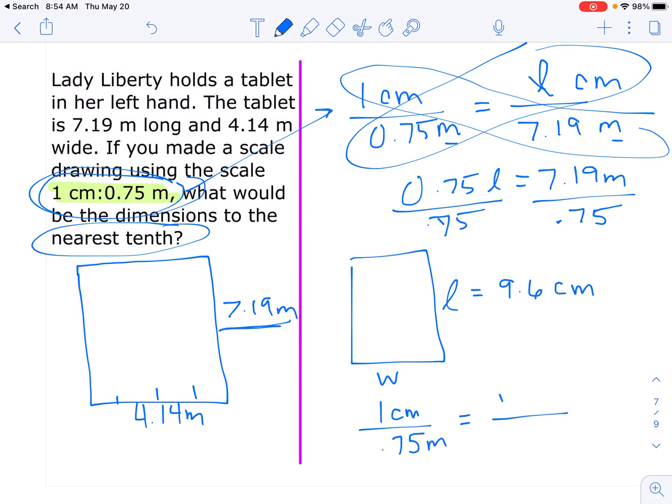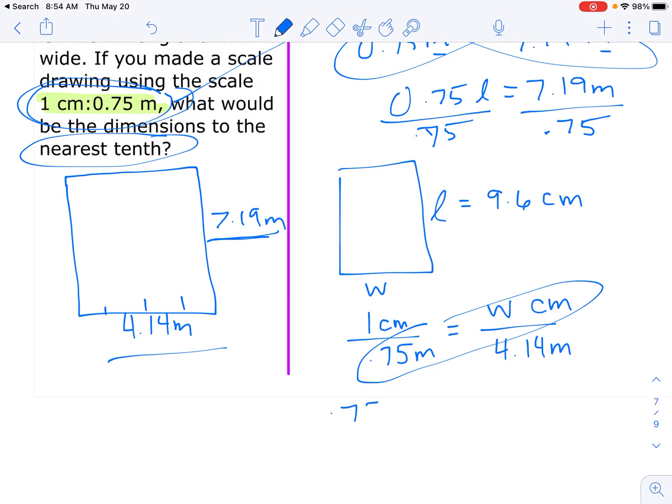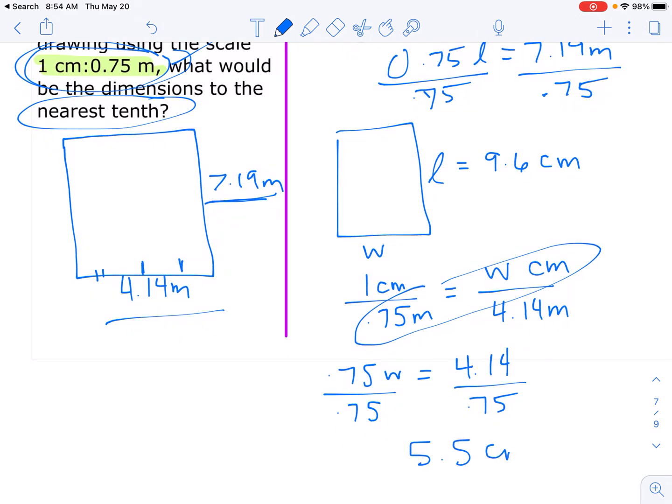Now I'm going to find the width. The width is also measured in centimeters, so it's going to go on top. And this time 4.14 meters will go on the bottom. The math will be the same. 0.75 W is equal to 4.14. For every 0.75 meters in real life, I'm going to draw that with 1 centimeter. So I want to figure out how many 0.75s go into 4.14. And I get 5.5. So the width is 5.5 centimeters and the length is 9.6.